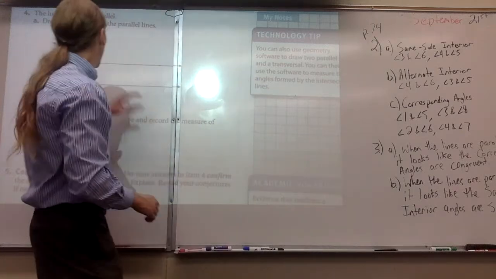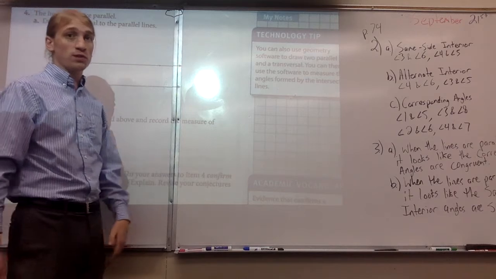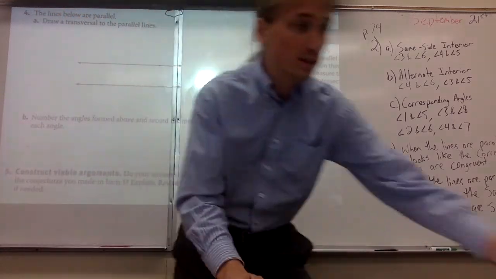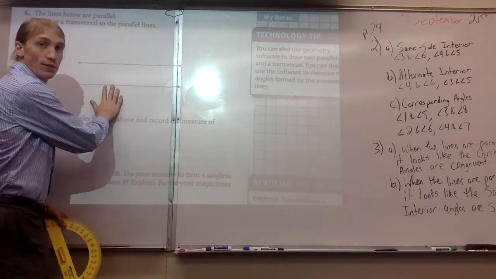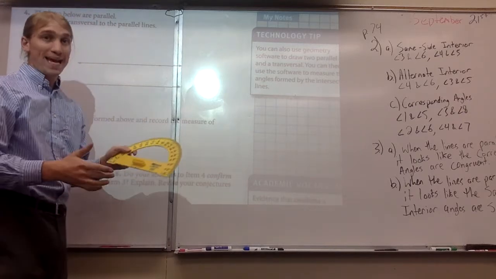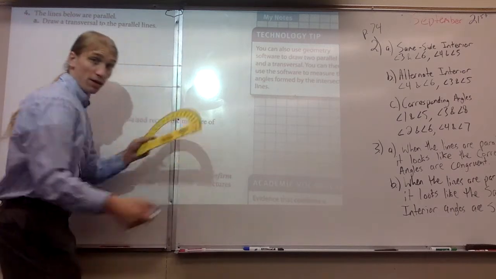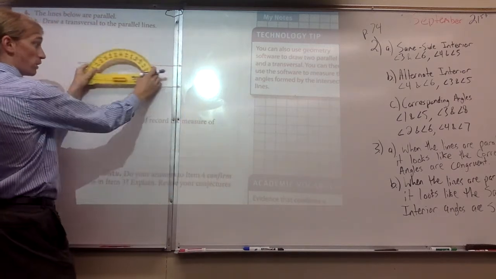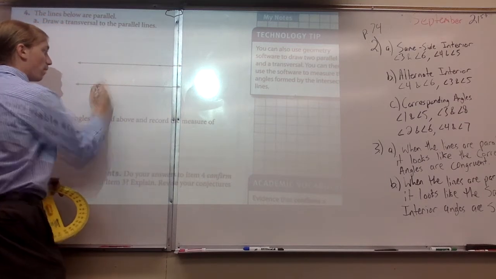Okay, so for part 4A on page 75, it says to draw a transversal to the parallel lines. For us, I asked us to make it specifically at a 65-degree angle to the bottom line. So in order to make a 65-degree angle off of this bottom line, if I'm going to use a protractor, in order to choose a spot to put my protractor, all I've got to do is just make a point.